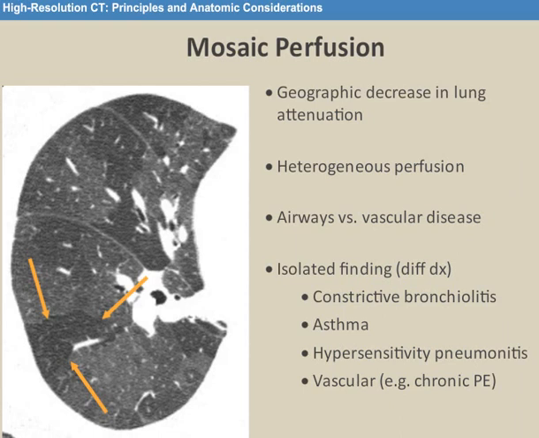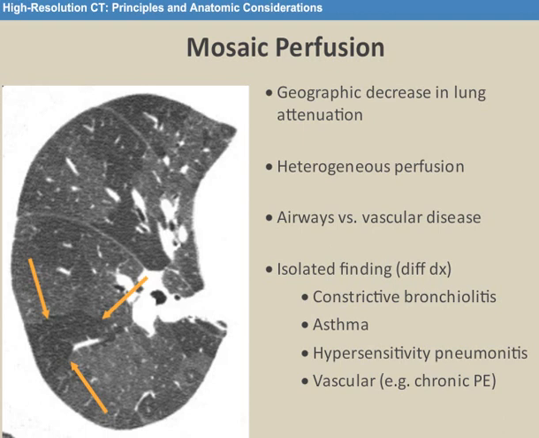Mosaic perfusion on the other end, so ground glass, the whiter lung is abnormal. Mosaic perfusion, the dark lung is abnormal. Some people call this mosaic attenuation. We tend to call it perfusion because we think it has to do with differences in perfusion. Decreased perfusion to the lung results in lung which is too dark. And that may be because the airways are obstructed, causing hypoxia and reflex vasoconstriction, or it could be due to vascular disease like chronic PE.